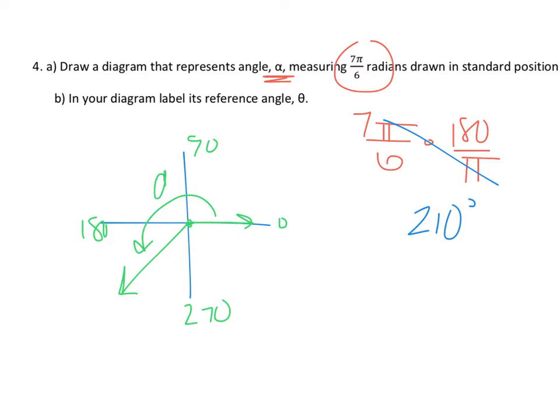So I'm going to label this guy alpha. And then my reference angle, which is what they want you to label next, would be here. So I would label that theta. Remember, all the reference angles help you make the bow tie. So that would be a part of the bow tie. These are your bow ties.